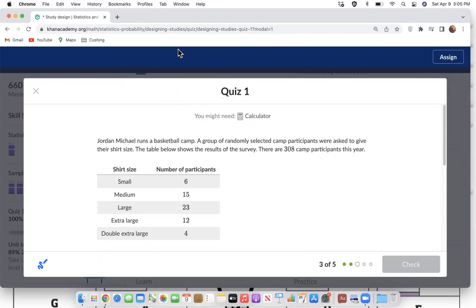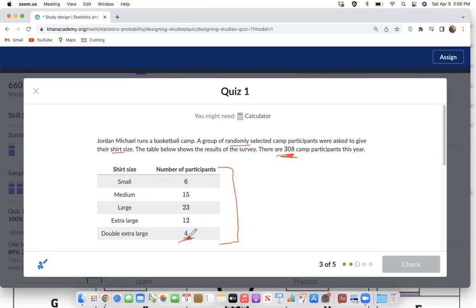All right, so this says Jordan Michael runs a basketball camp. A group of randomly selected camp participants were asked to give their shirt size. The table below shows the results of the survey. There are 308 camp participants this year. What I like here is that a group of randomly selected participants gave their shirt size. That basically means we can trust the results here. We can trust that this sample is going to represent our entire population.